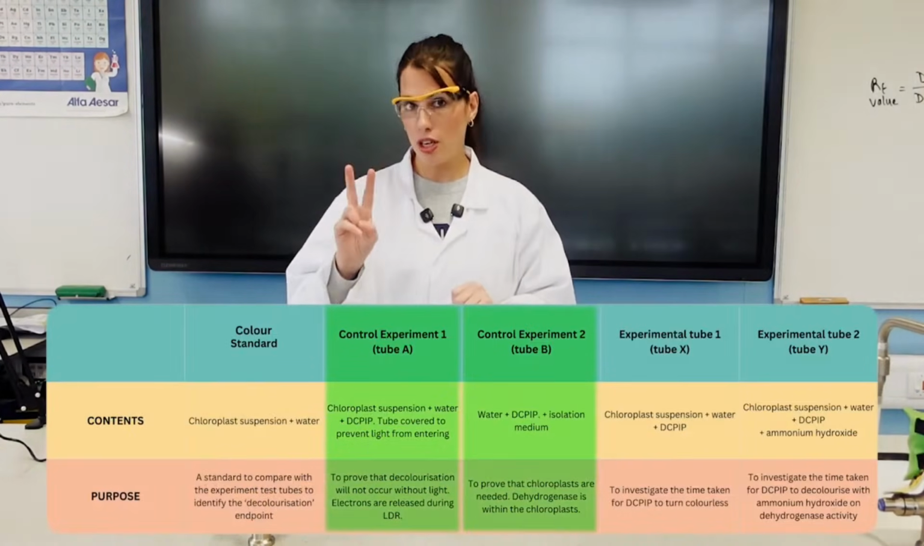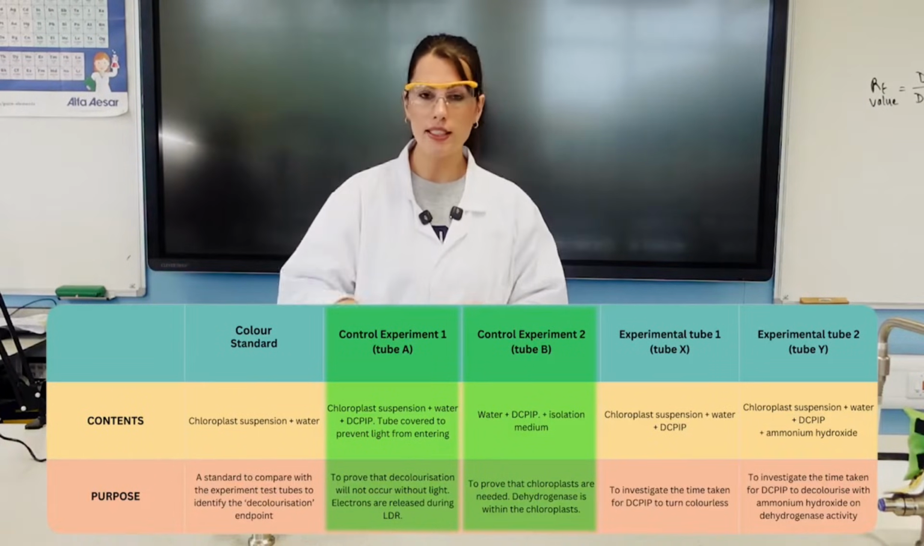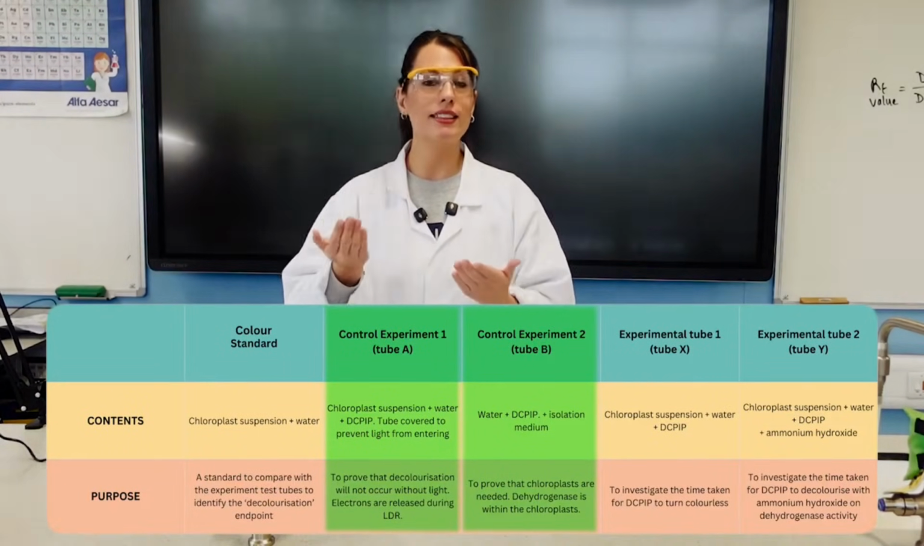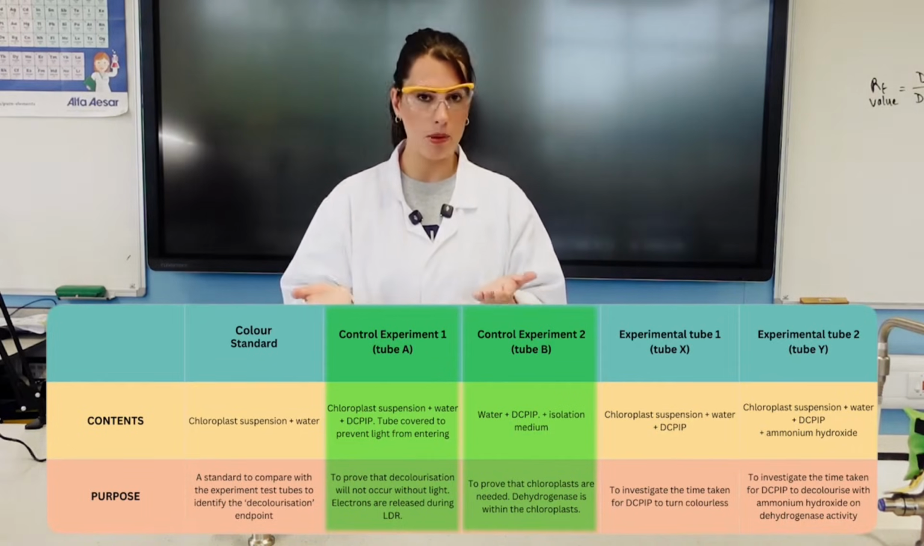We are going to have 2 control test tubes. We've got 1 test tube that's going to be our color standard comparison, so that we have a way to standardize this subjective endpoint color change.